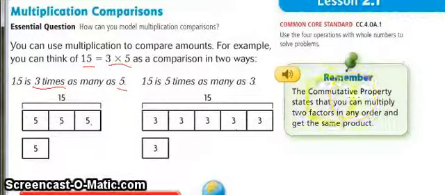But remember, the commutative property states that you can multiply two factors in any order and still get the same product. So it doesn't matter if you say 3 times 5 or 5 times 3. Either way, you're going to get 15.